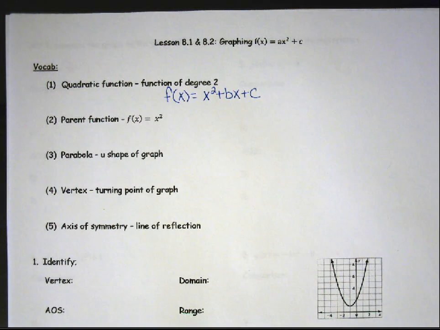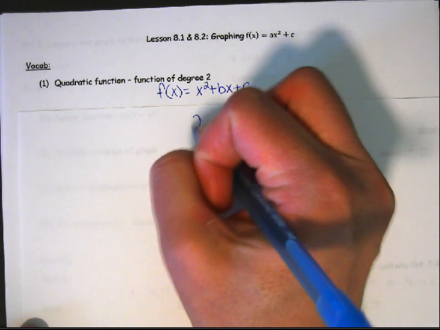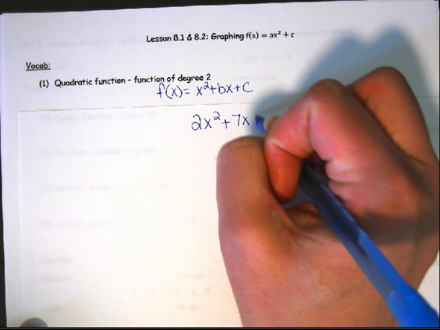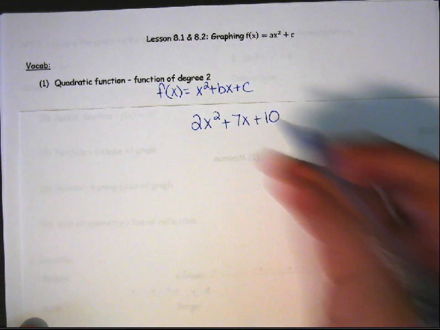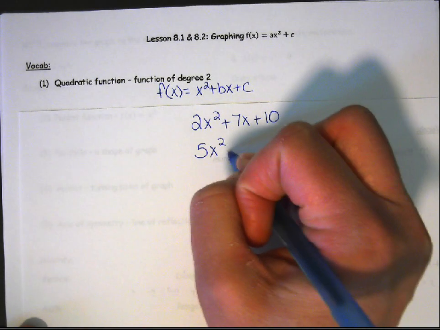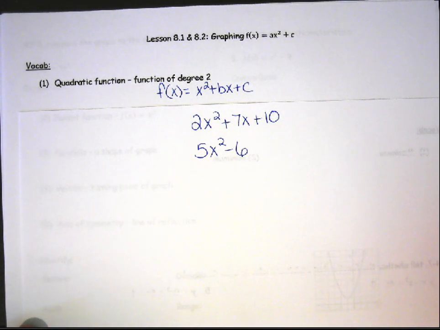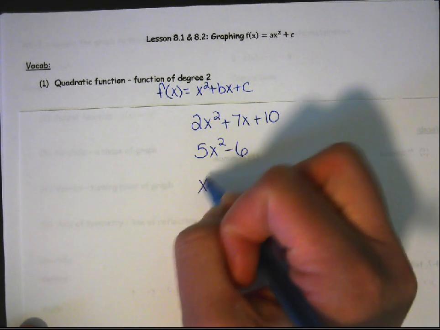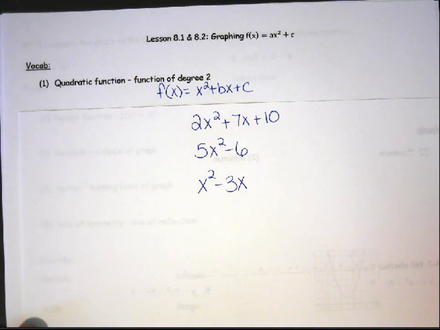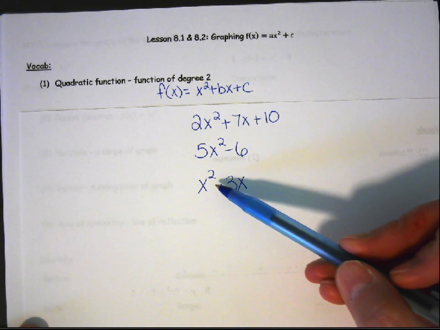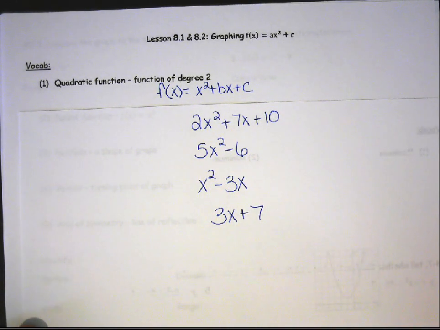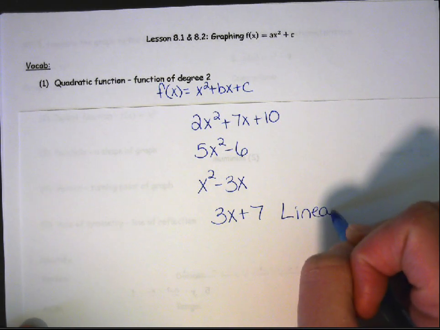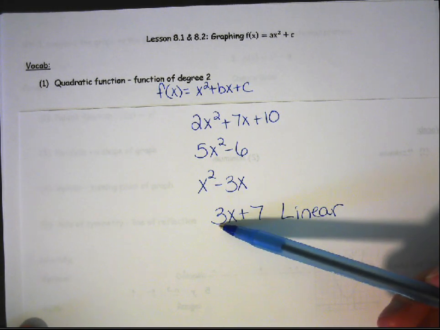Now sometimes you would have a number out front, so you could have like 2x squared plus 7x plus 10. That's a quadratic. You might also only have two terms, so you might have 5x squared minus 6. That's also a quadratic. Or you could have x squared minus 3x. That's also a quadratic. But if you were to drop the square term, and let's just say you did 3x plus 7, that is linear. That is linear because notice it's kind of like slope, mx plus b.